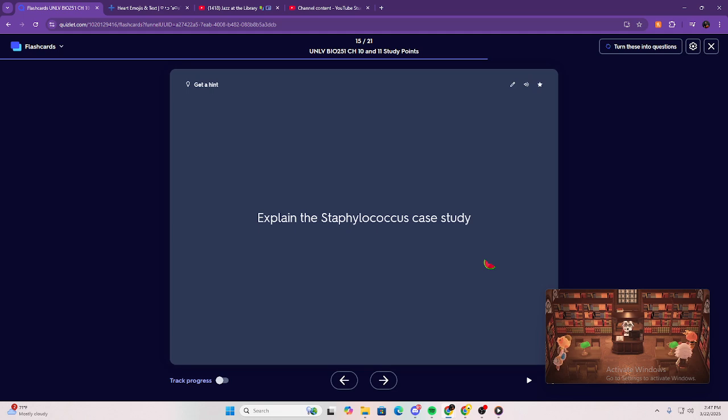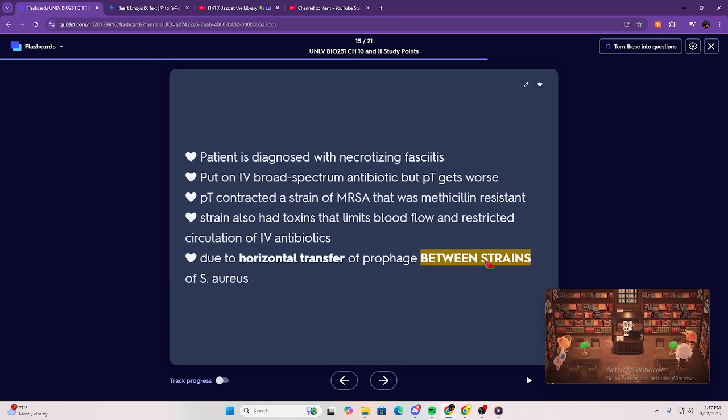Explain the Staphylococcus case study. Basically, a patient is diagnosed with necrotizing fasciitis. They're put on an IV broad spectrum antibiotic, but the patient seems to get worse. The patient contracted a strain of MRSA, which is basically a Staphylococcus aureus strain that is methicillin resistant. And the strain of MRSA had toxins that limited blood flow and restricted circulation of IV antibiotics.